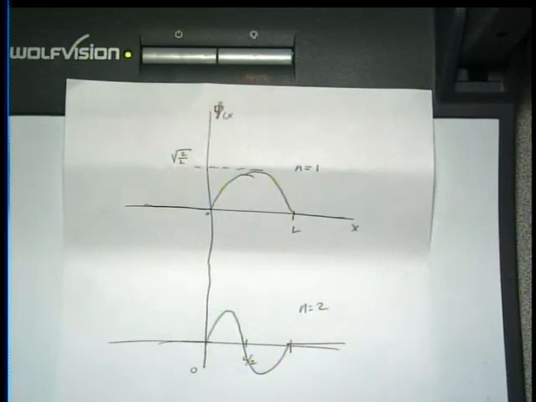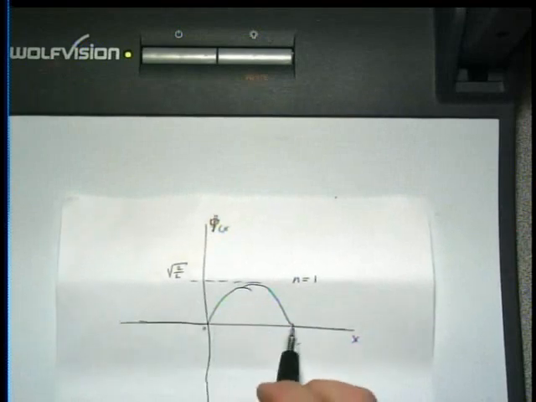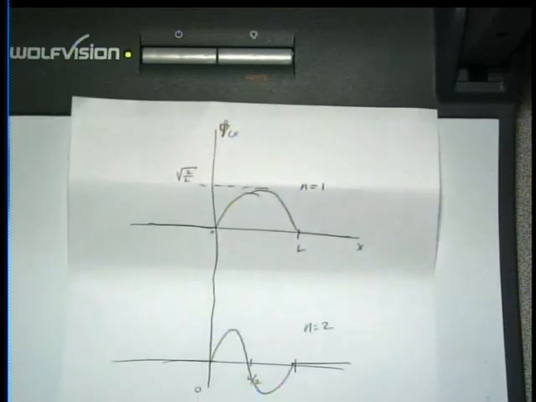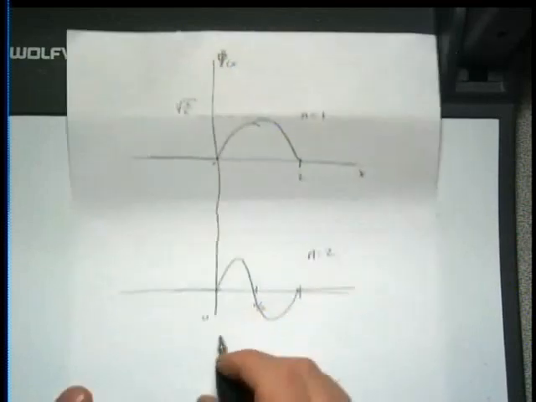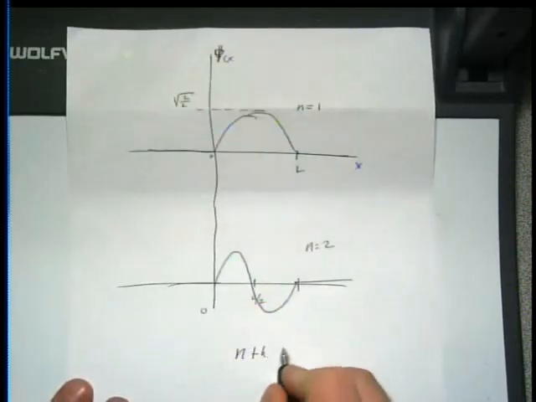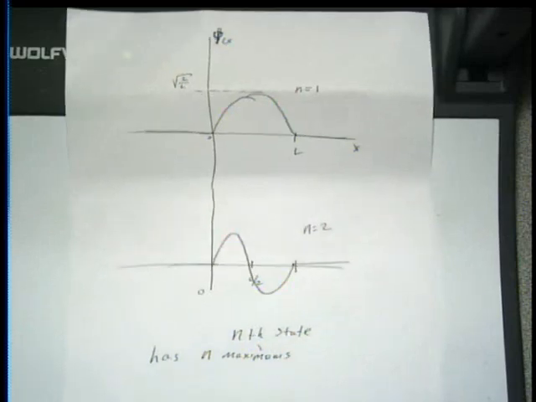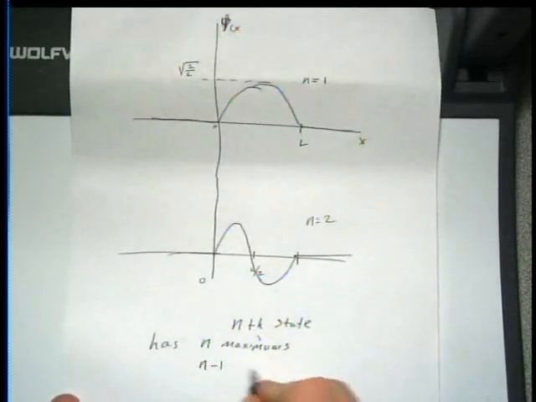Something else you get out of this diagram. How many times between here and here does this cross the x-axis? None. Also known as 1 minus 1. That's the number of minimums. How many times does this cross? Once. Also known as 2 minus 1. So the n state has n maximums. That's maximum probability, n peaks, and n minus 1 minimums.